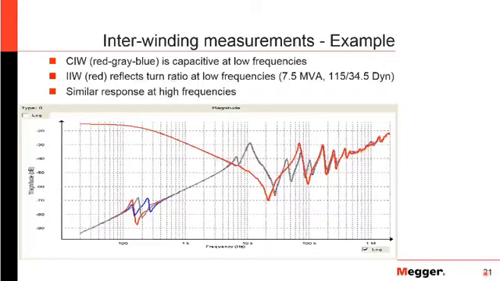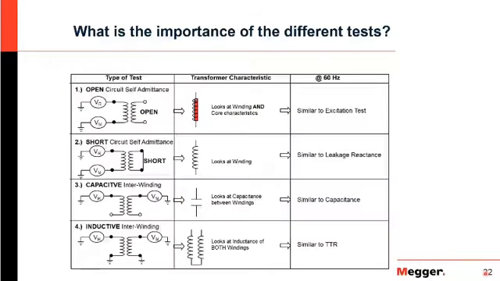So, looking at this, you have your capacitive inner winding, where the capacitive effects of the winding interaction dominate the low frequencies. And then you have the inductive inner winding, where the TTR, the turns ratio, affects the low frequencies. As you go on to the mid to high frequency range, these two are going to start to overlap, and you should see a very similar response in a typical result.